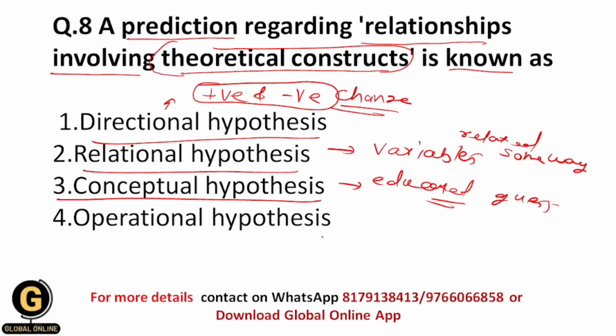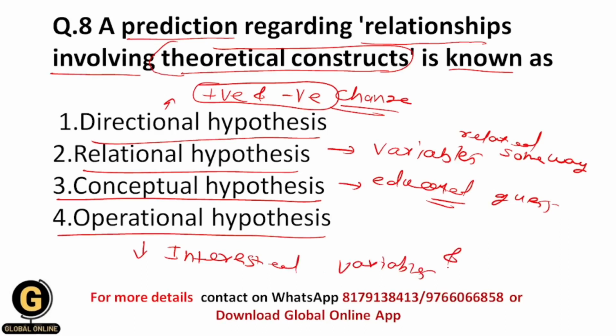And the last one is operational hypothesis. So in operational hypothesis, we suggest what the variables of interest are and how other variables are related to each other. So the variables of interest and other variables are related to each other.